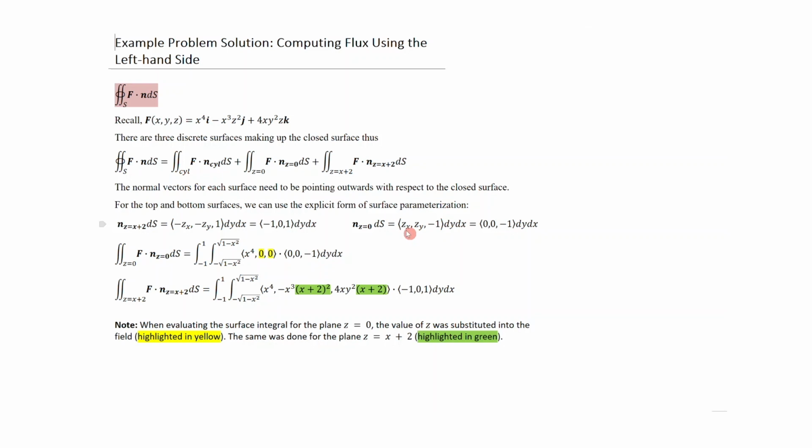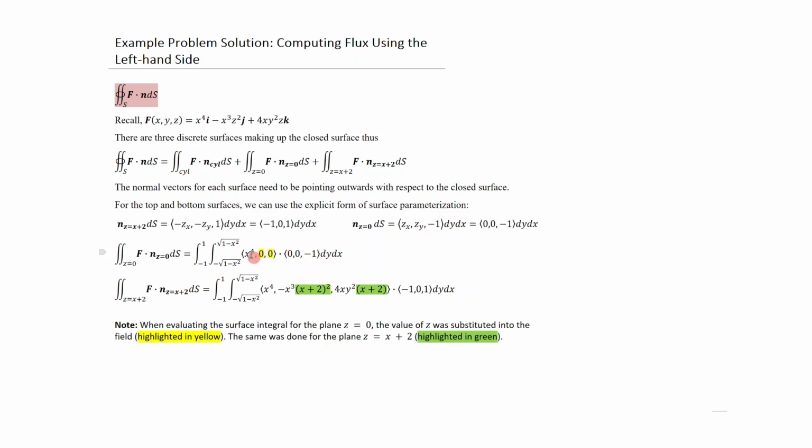Again, if we take the partial of z with respect to x and y, for the case z equals 0, we end up with 0 and 0 and a minus 1. All right, so now we have the differential surface area vectors for these two flux contributions. And so for the case z equals 0, we need to substitute in here. And so we're left with a vector with x component x to the power 4 and y and z components both being 0.